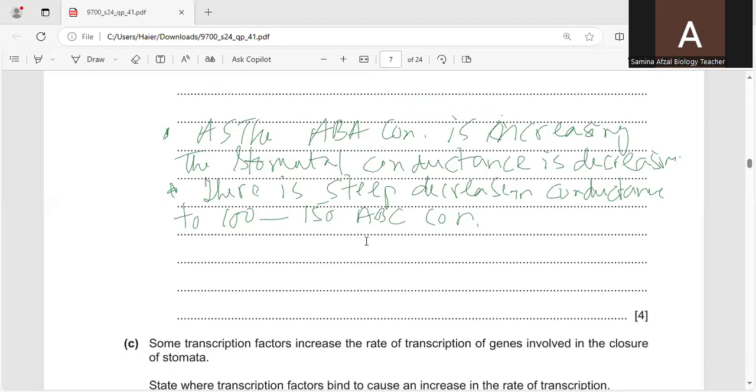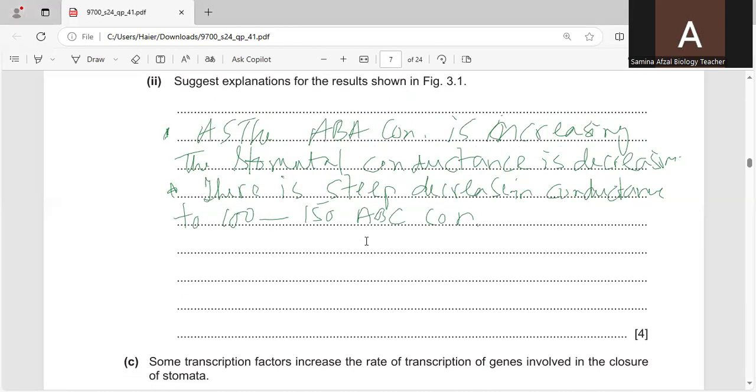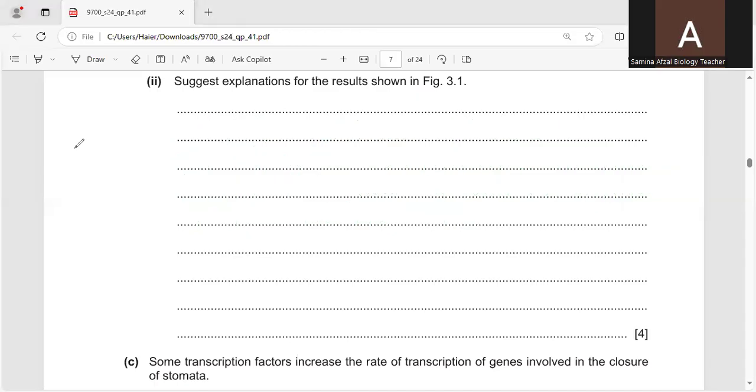The next question is, we have got these results, and in the light of these results we have to explain what happened here, how this process has taken place, and how these results can be explained. Students, ABA or abscisic acid is a chemical which is used to close the stomata, because when it is applied to the stomata, the guard cells are closed.